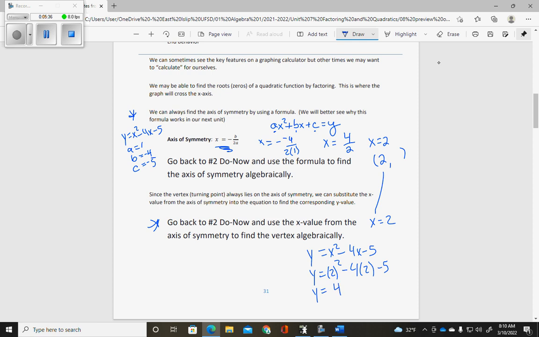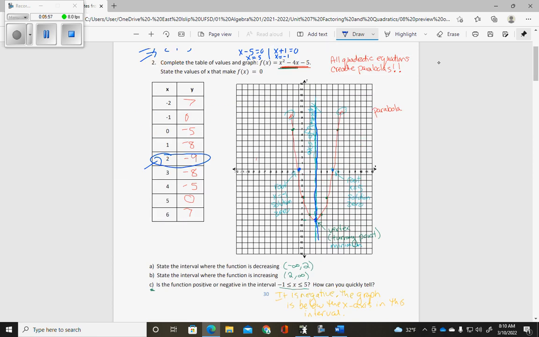2 squared is 4. 4 times 2 is 8. 4 minus 8 is negative 4. Negative 4 minus 5 is negative 9. So now I just found out that the y value is negative 9, which means my vertex must be at 2 comma negative 9. If we go back to the do now, it is at 2, negative 9.